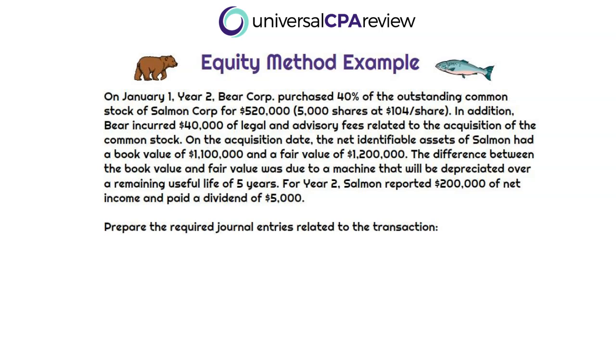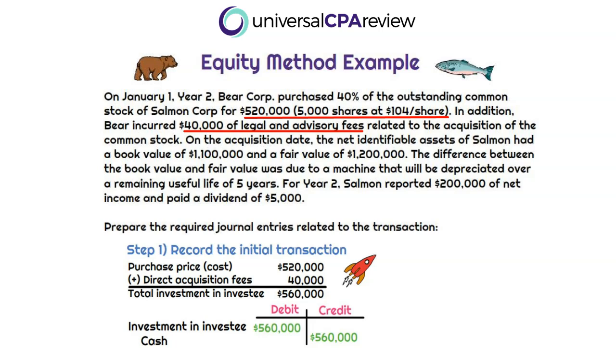So starting with step number 1, we need to focus on recording the initial transaction on the balance sheet. The purchase price, it told us, was $520,000, but we also have to include those direct acquisition fees for the legal and advisory. That was $40,000, so that means our total investment in investee that we'll capitalize on the balance sheet is going to be $560,000. That's very straightforward, but very important to get correct, because this is the initial carrying value of the investment, and it's our starting point that we have to get right for later on.